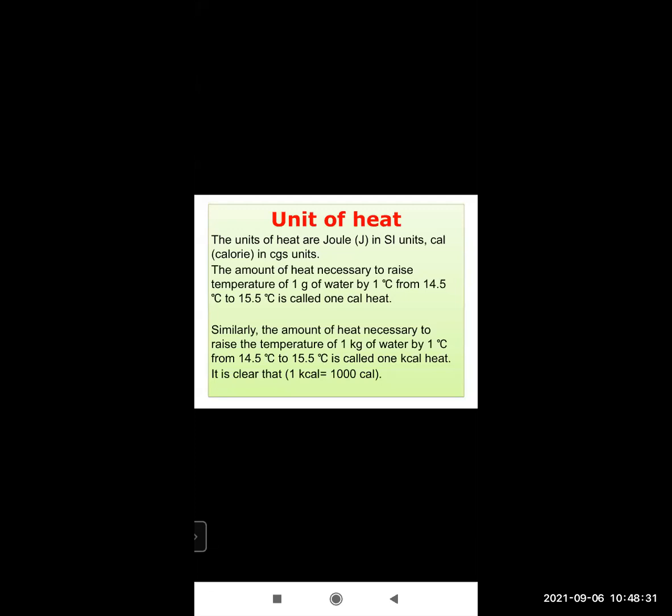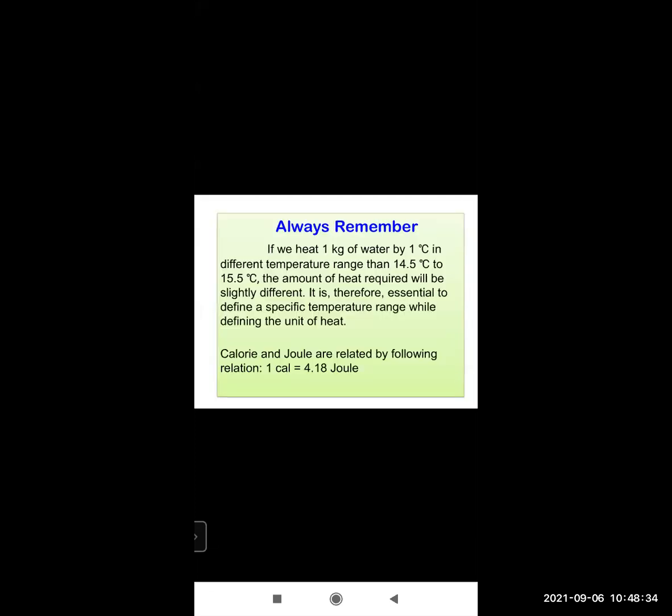Now further, we'll see one more example given to understand more about it. Suppose we heat 1 kilogram of water by 1 degree Celsius in a different temperature range, other than 14.5 degrees Celsius to 15.5 degrees Celsius, the amount of heat required will be different. See what is given. If we heat 1 kilogram of water by 1 degree Celsius in different temperature ranges, then the amount of heat required will be different. It is therefore essential to define a specific temperature range while defining the unit of heat.